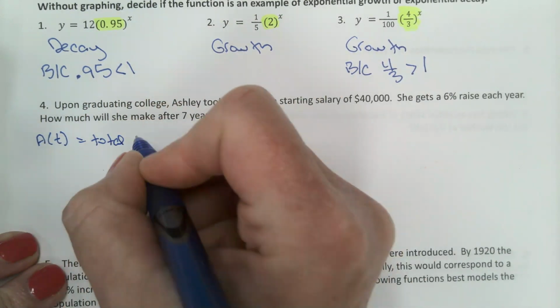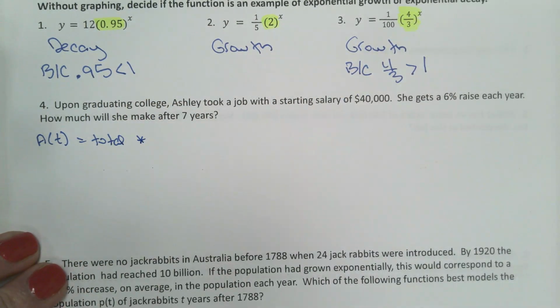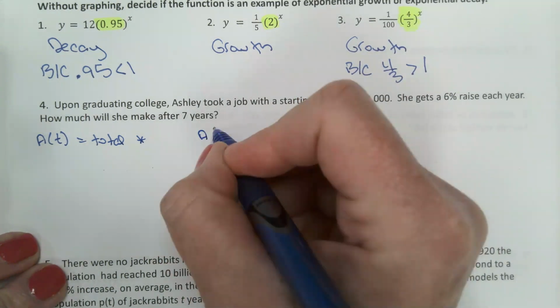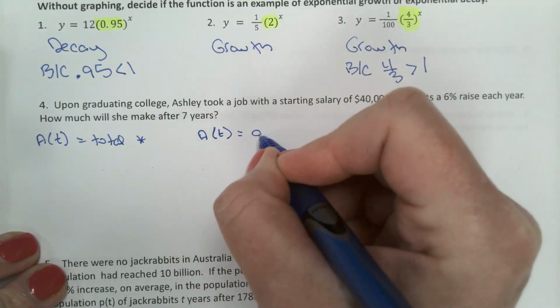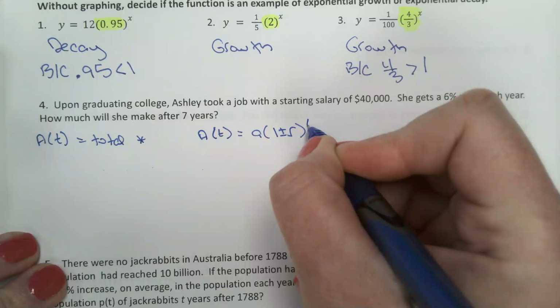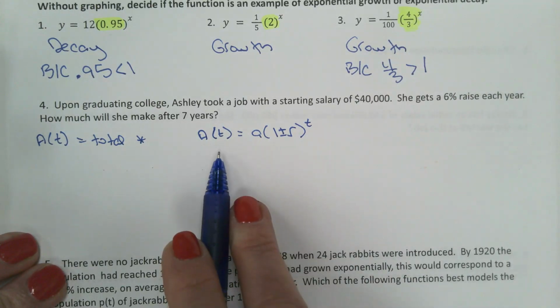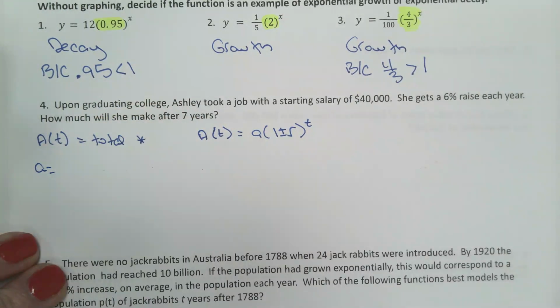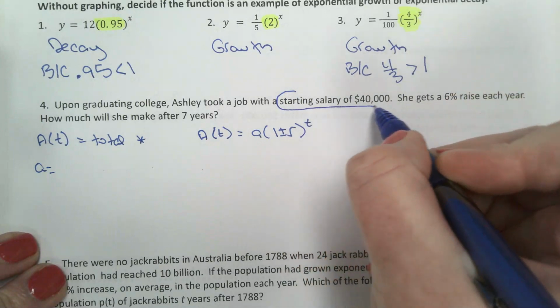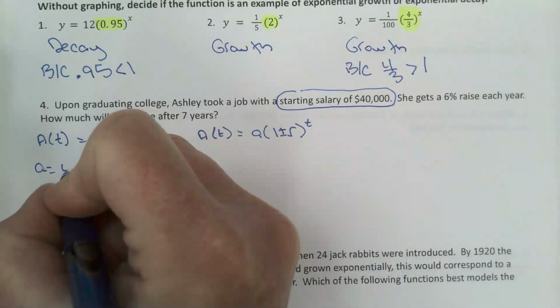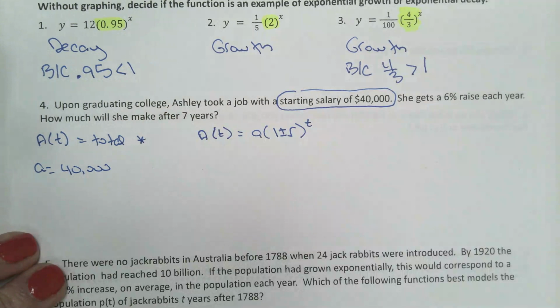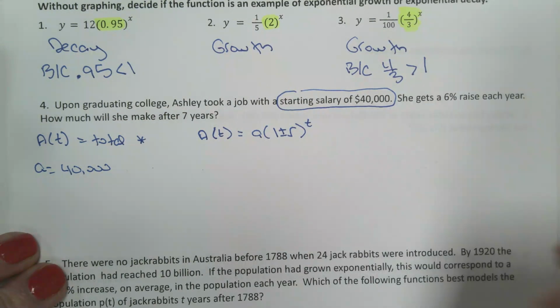This is the total that she's going to make. That's what we're trying to find out. Let's see, here's the formula: A of t equals A times (1 plus or minus r) to the t. Your A is your initial amount. So right here it says I have a starting salary of $40,000. So therefore that's your A, 40,000.